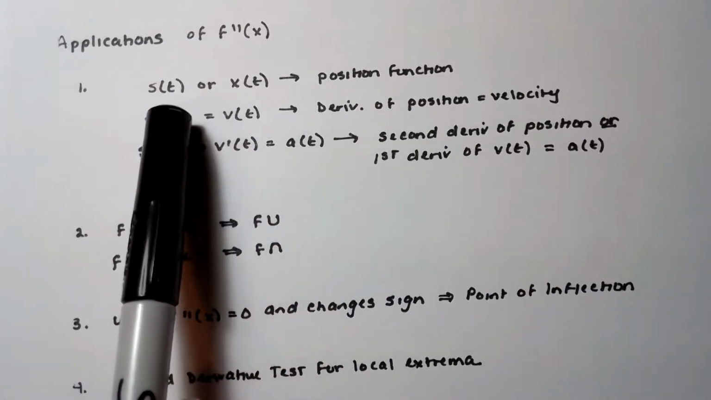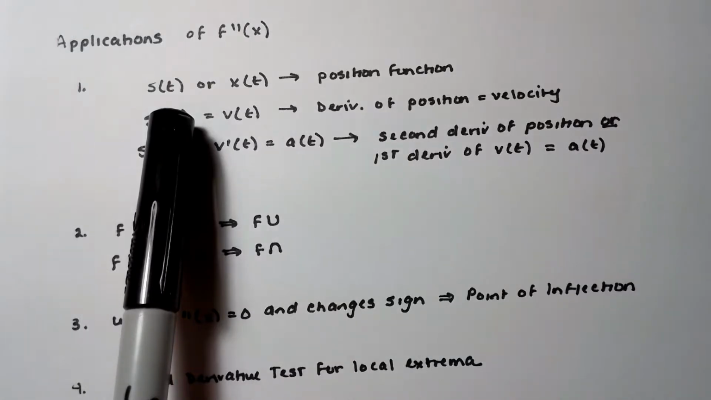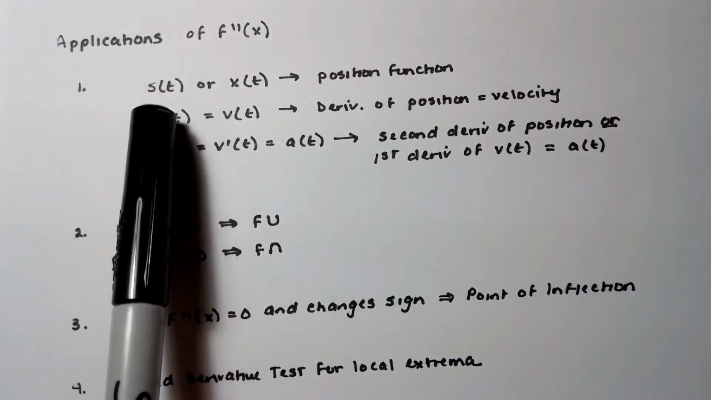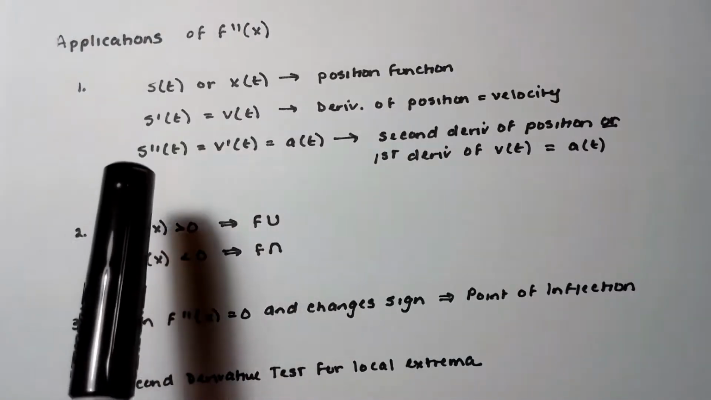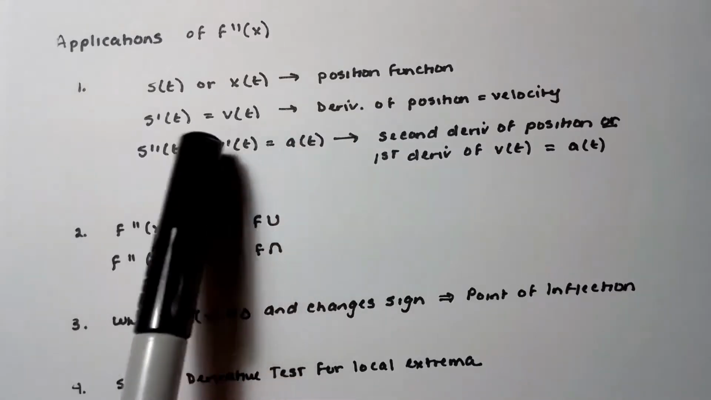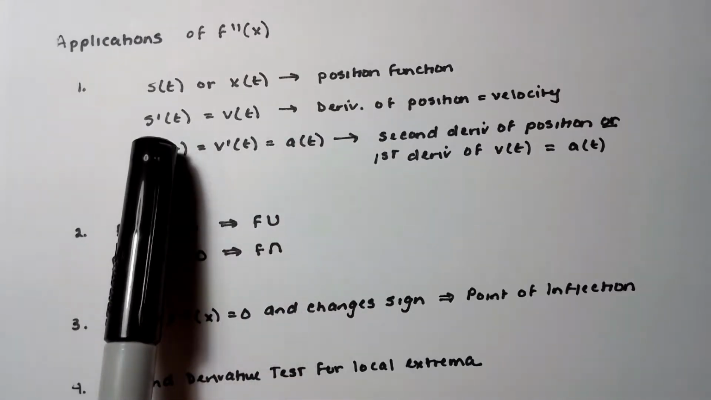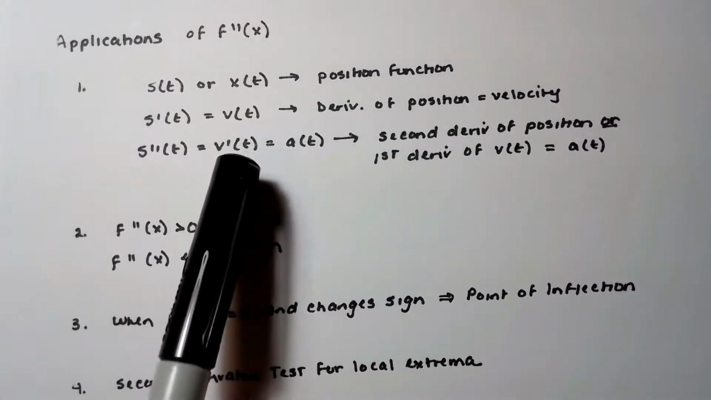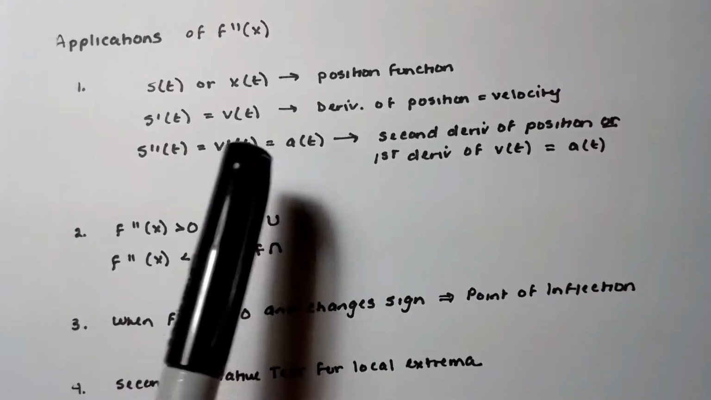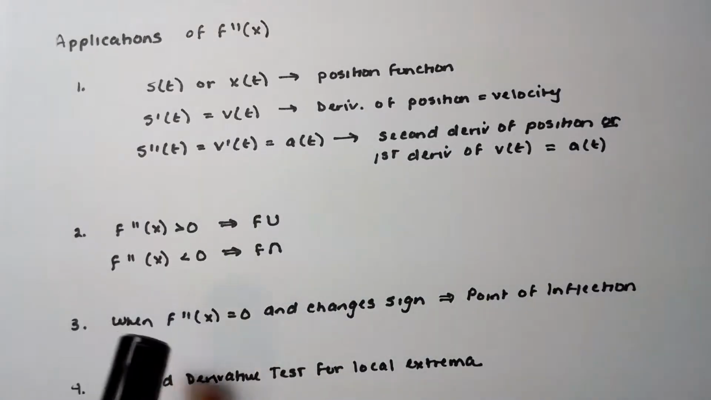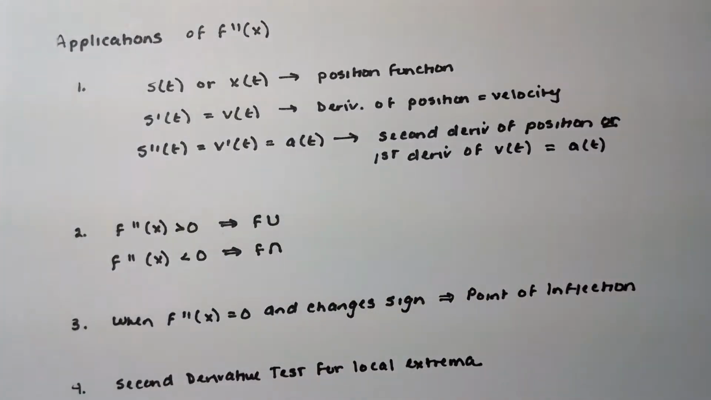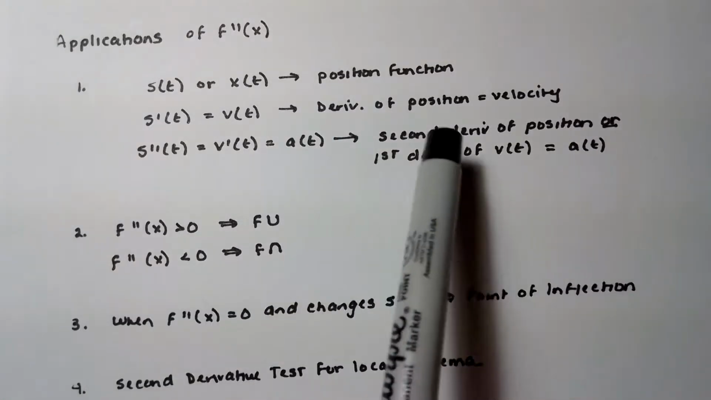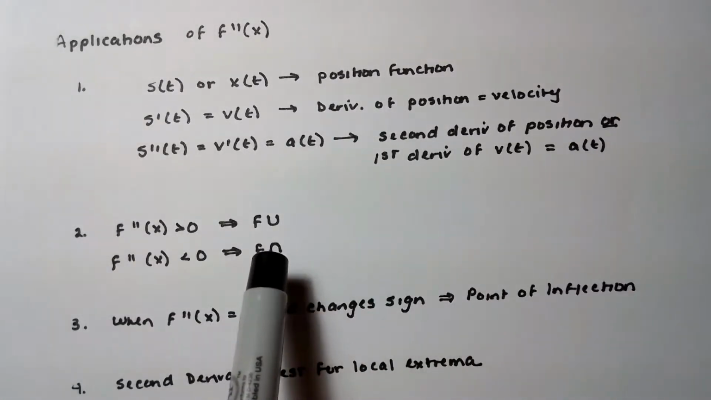We can take a position function, which is always denoted s of t or x of t, and we can find the velocity by taking the first derivative of position, or we can take the second derivative of position, which is equivalent to the first derivative of velocity, to find acceleration. And we did one in class today, and anyway, we'll see another example of that soon.